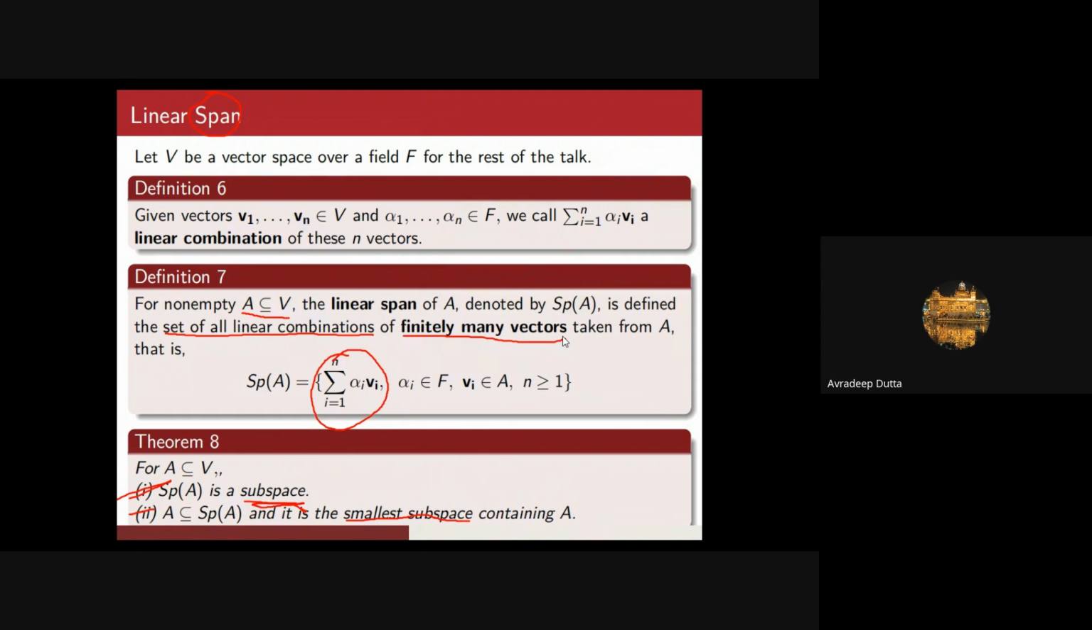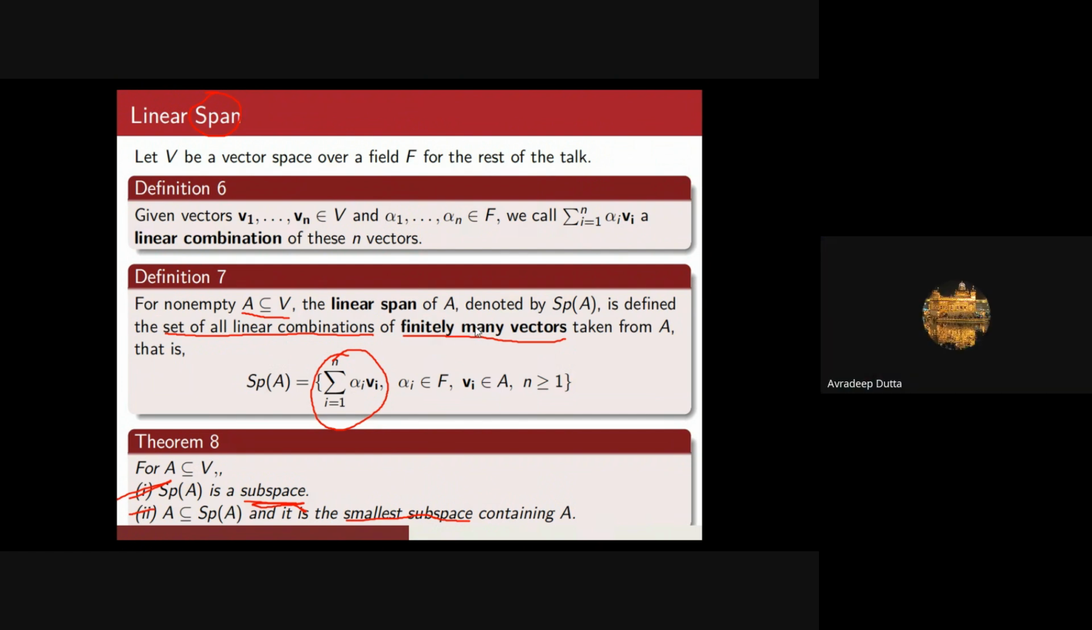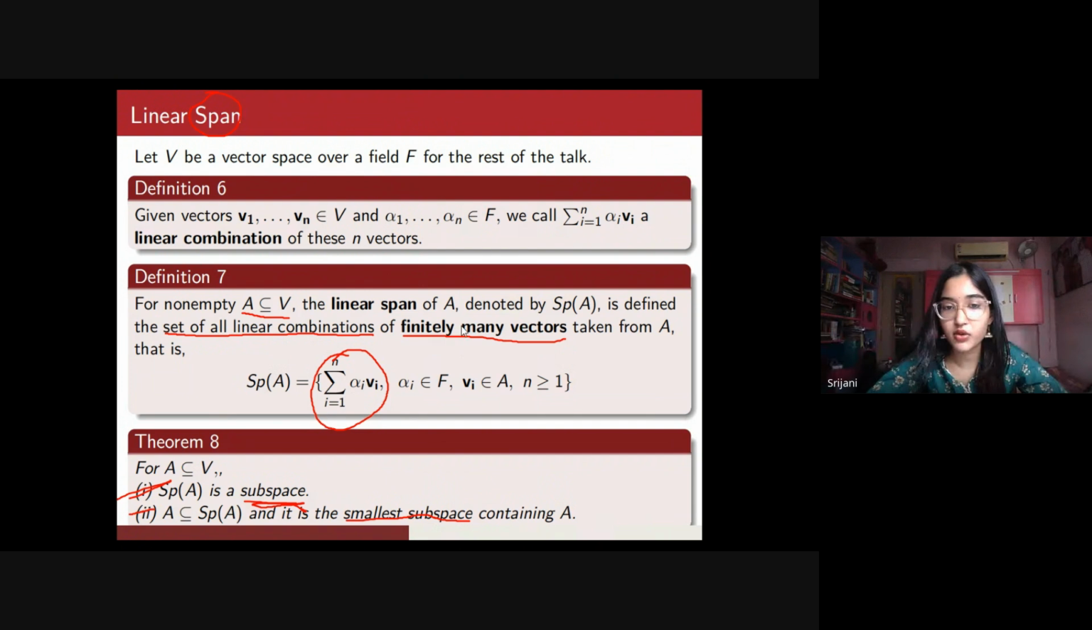Does that break the rules of a vector space? No, we are defining linear span as the set of linear combinations of finitely many vectors only, because we don't know if, when we take infinitely many vectors, it is defined or not. So we cannot give a definition like that. This is a definition of the linear span, so it's uncertain whether it will be defined or not. Infinity is a very fragile thing. So in definitions, we will take finitely many vectors. But that does not mean that A has to be a finite set. A can be anything.